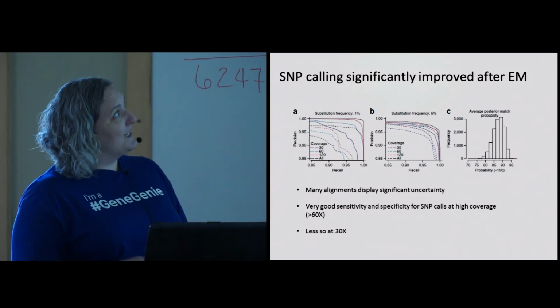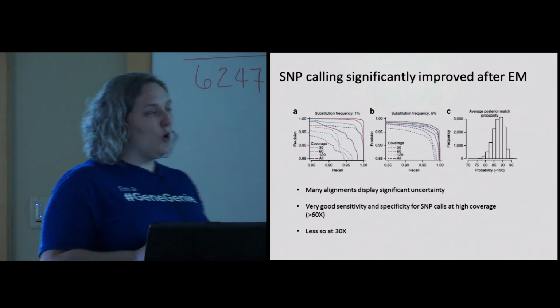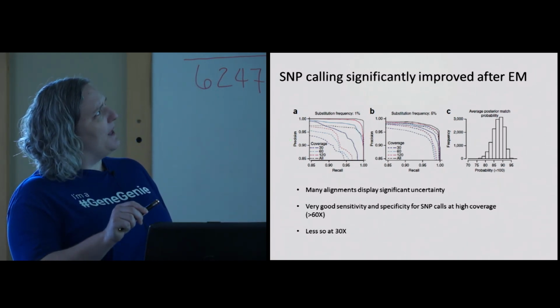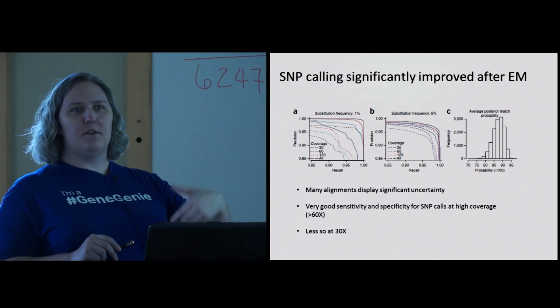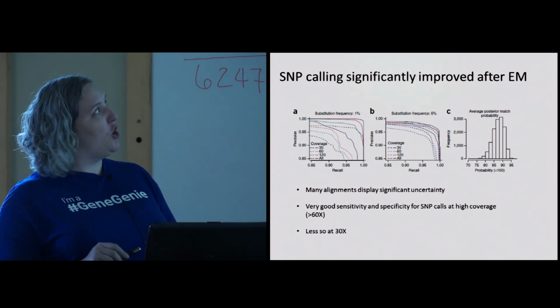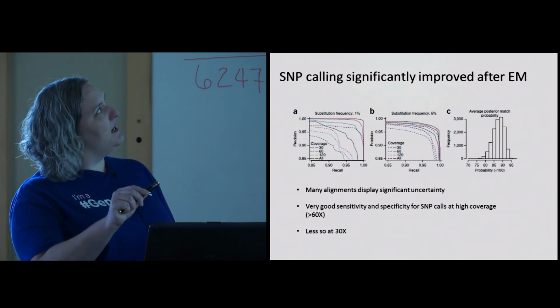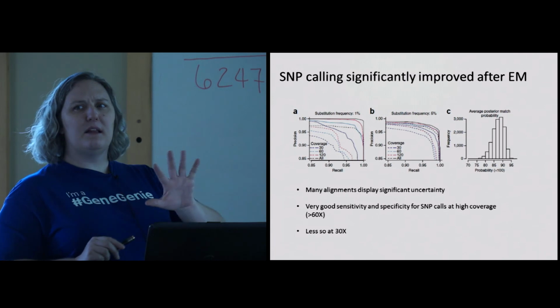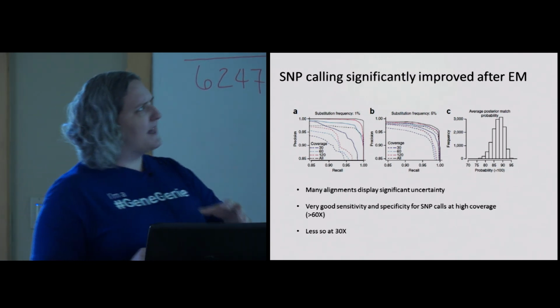They say SNP calling is significantly improved after the EM function. What they're showing here is they've created a synthetic genome. They have a regular genome. They introduced 1% of miscalls or SNPs in that genome, and they tried to see if they could find them. Let me clarify: the SNPs are in the reference, so they changed the reference and sequenced the actual data. That's where the SNPs are coming from.